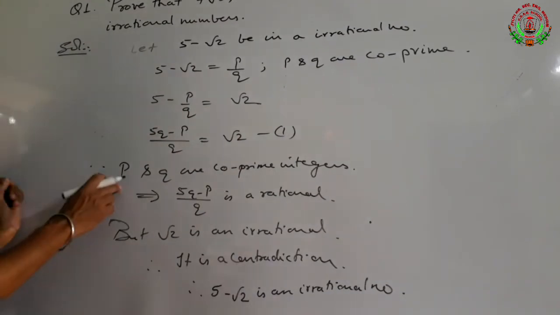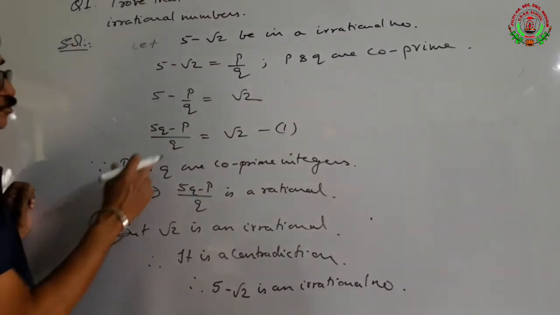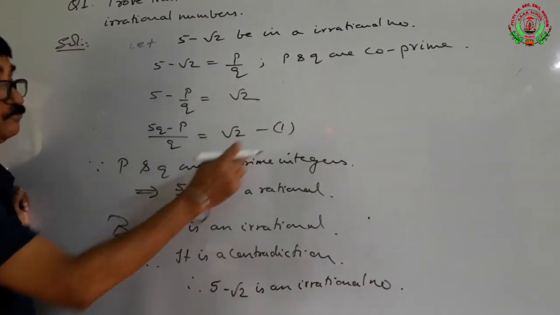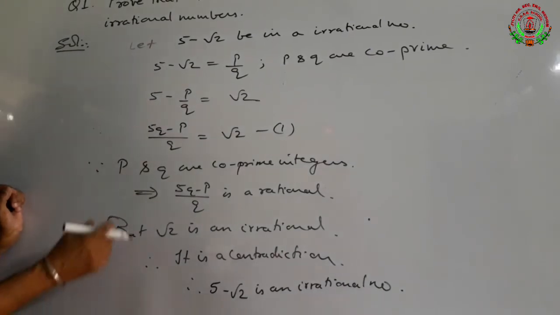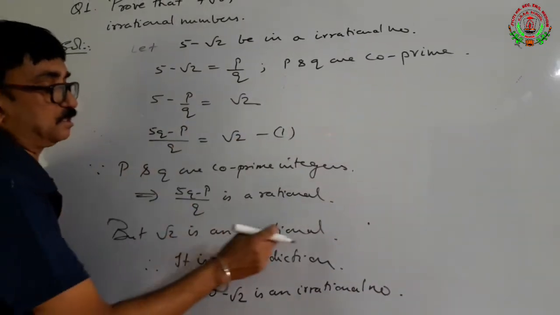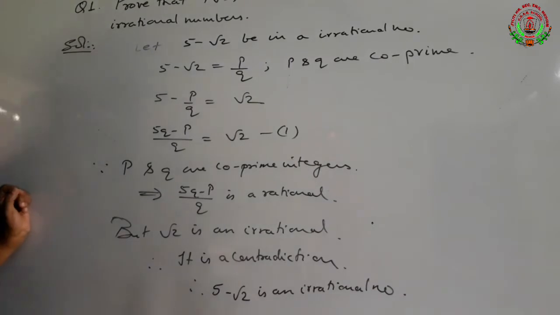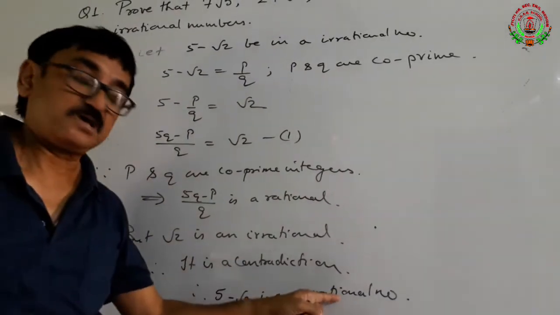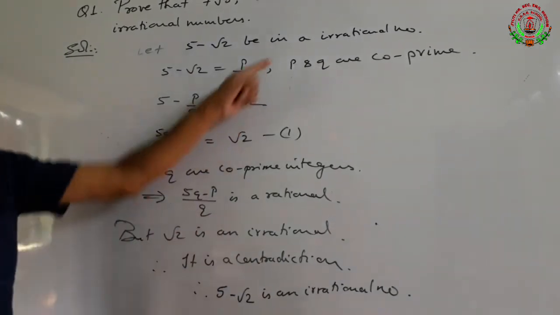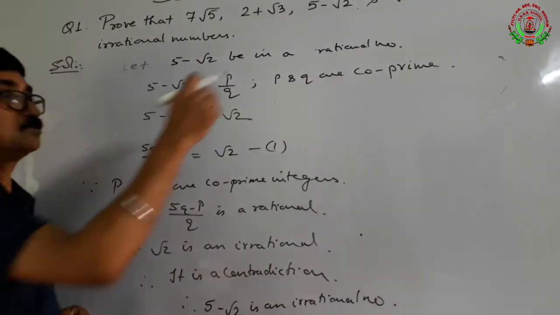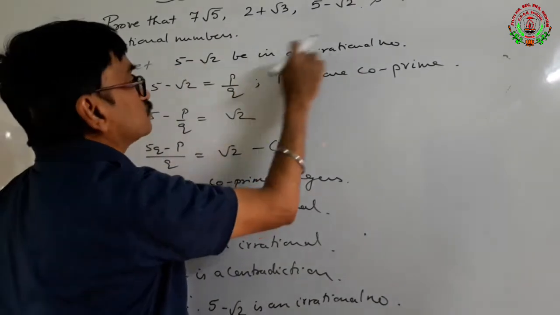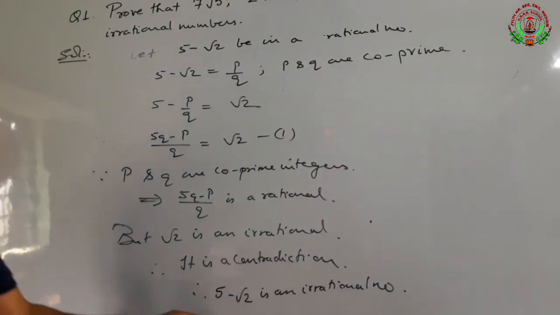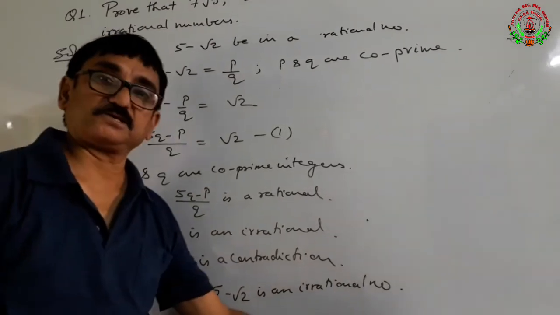Since p and q are co-prime integers, 5q minus p upon q, the LHS quantity of equation 1, will be a rational. But in the RHS, root 2 is an irrational quantity, and an irrational quantity is never equal to a rational quantity. Therefore, it is a contradiction. So our assumption is wrong that 5 minus root 2 is a rational number. So 5 minus root 2 is an irrational number.